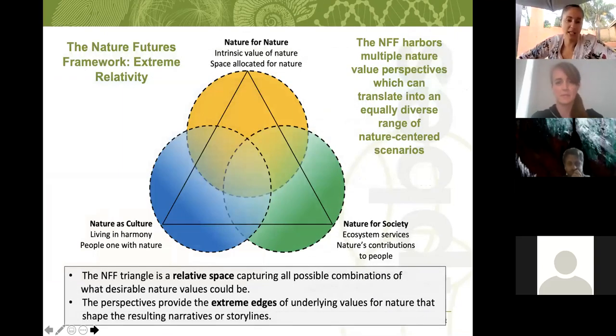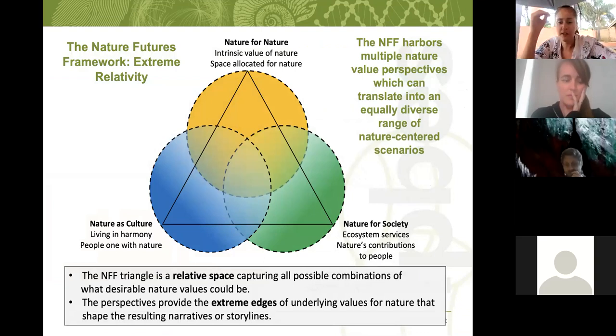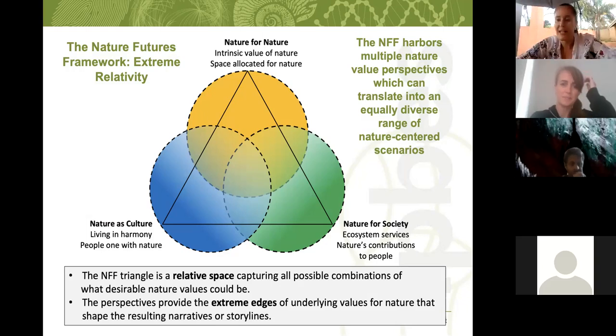So as I mentioned, the Nature Futures framework, I like to talk about it as being extreme relativity. I don't know if Jan's on the call. The edges are extreme versions of what if you took these different value perspectives to the absolute extreme, what would still be seen as a desirable future, what would still be seen as inside the triangle. And all of the space, all of the different relational components of different values mixing together within the triangle then opens up almost an infinite amount of different configurations that you have.